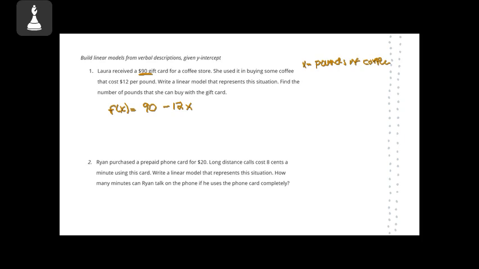If we want to then find the number of pounds that she can buy, I want my balance on my card to be 0. I always hate gift cards because sometimes you end up with like 15 cents on the gift card. We want to get all the way to 0. So where does the value equal 0? I'm going to set 0 equal to 90 minus 12x. If I add 12x to the other side, I now have 12x equals 90. I can divide by 12, and I will get 7.5 pounds of coffee that I can buy if that's the only thing I'm buying with my $90 gift card.